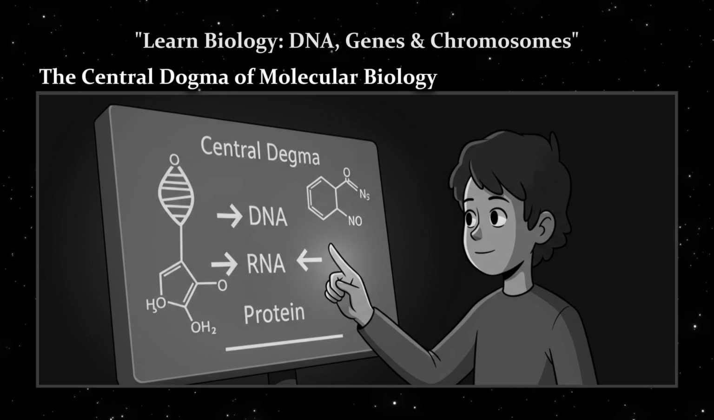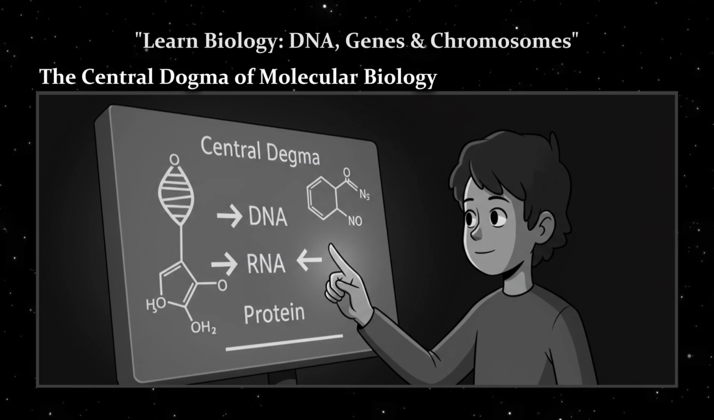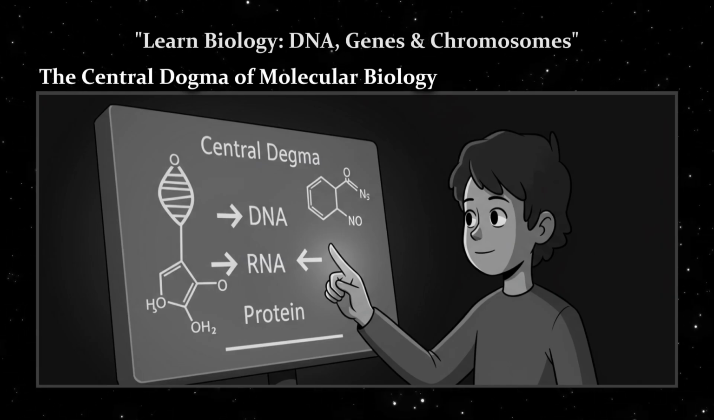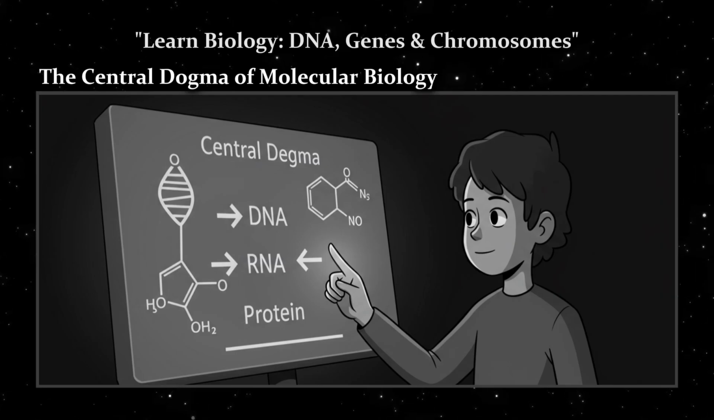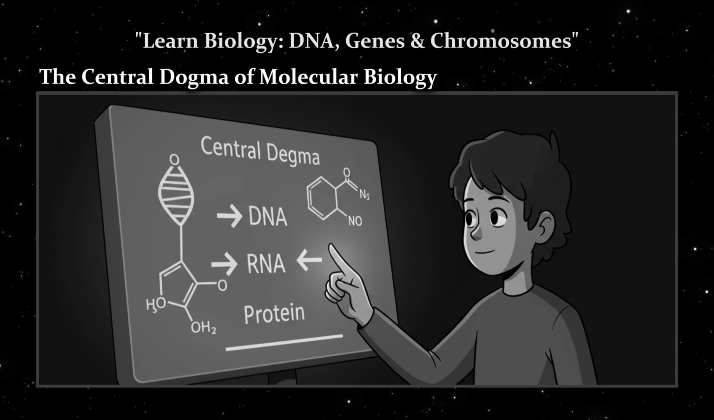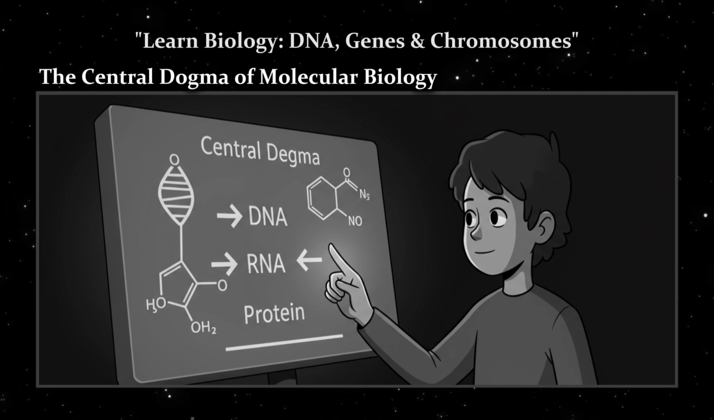Before we can understand how the message is read, we must first understand the messenger itself. Our next lesson, therefore, will be dedicated to that crucial intermediary molecule, the one that bridges the gap between the protected vault and the busy workshop. We will explore the structure and the different types of ribonucleic acid, or RNA.